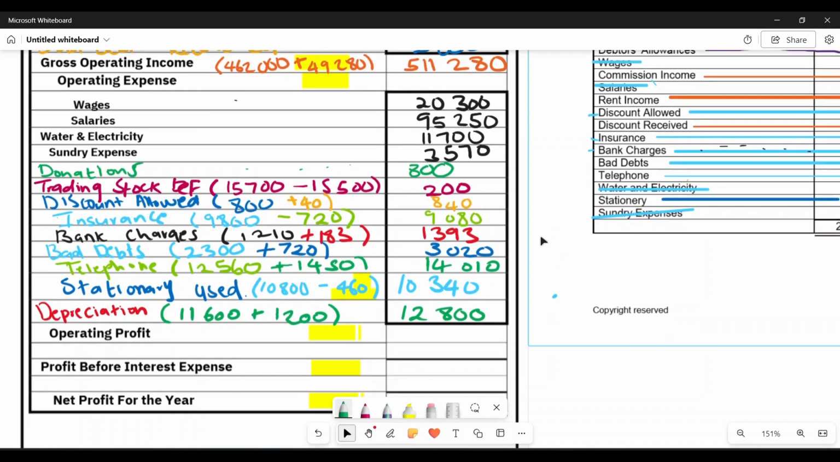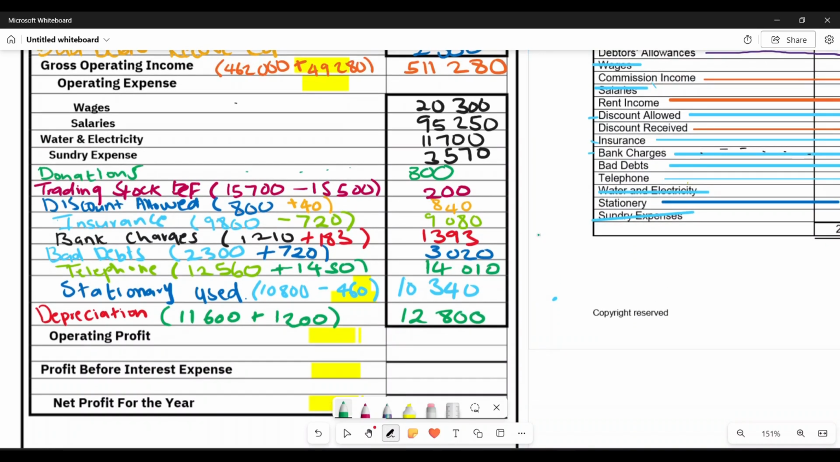So now I need to add all these expenses, starting from 20,300, all these amounts going down. So starting here, going down, I need to add all of them, right? And if I do so, that total I'm going to write under my operating expenses balance. And this should be in brackets always, right? So when you add all these expenses, they should be equal to 183,223.